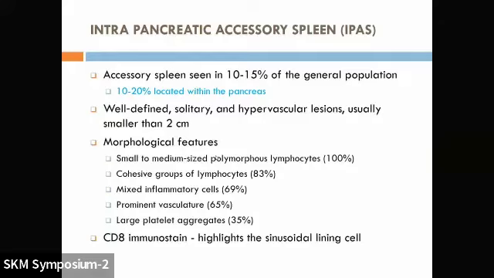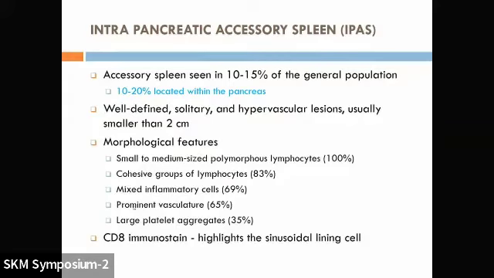A very nice review was written by Jhanani et al. in 2000, where they looked at all the morphological features of intrapancreatic accessory spleens, and they found that a small to medium-sized polymorphic population is seen in almost every case, which is not a big deal. You will see that, but it is not a very helpful feature, as you can also see it in a lymph node. Cohesive groups of lymphocytes.